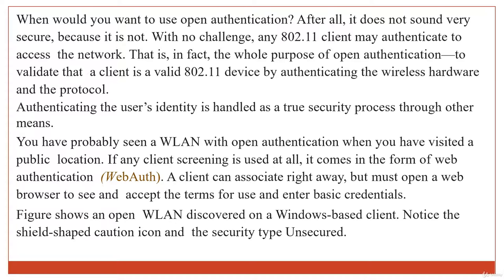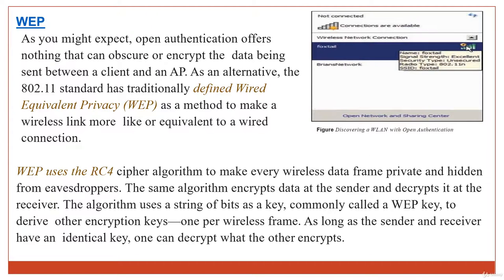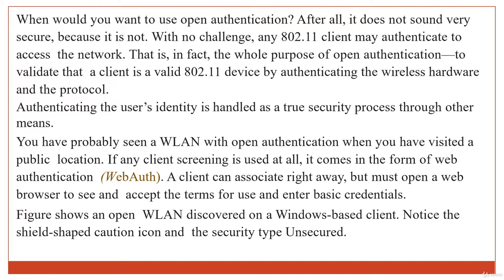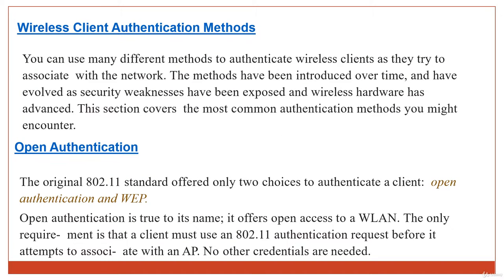For example, in coffee shops or at the airport, if you open your mobile phone or laptop, you will find some network. But if you check that network, you will find it is marked as unsecure. If you click and try to join the network, it will redirect you to some sort of web authentication. A web page opens where you have to enter the username and password, and then you get access to that network. This is the example of open authentication.